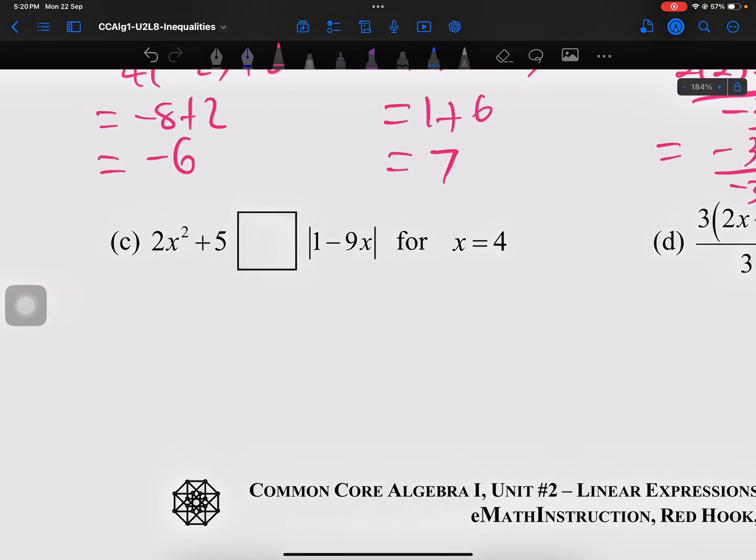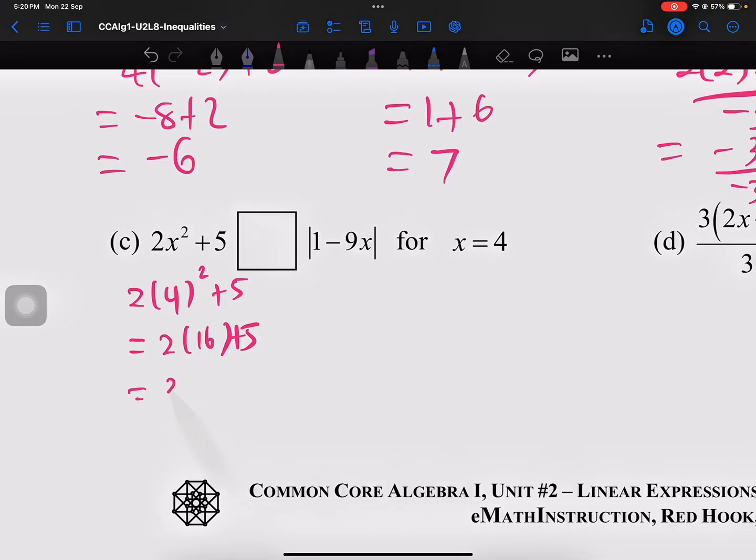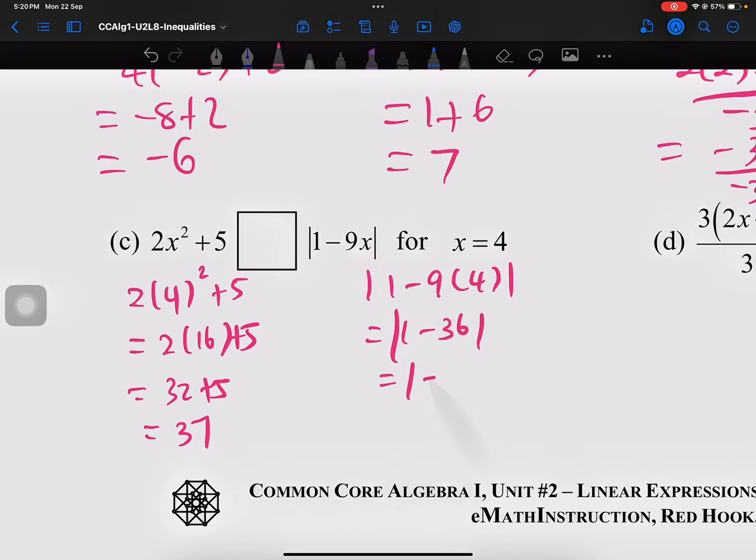And then for C, 2 times 4 squared plus 5. It is 2 times 16 plus 5. It is 32 plus 5. So we add it, it becomes 37. Absolute value of 1 minus 9 times 4, giving you 1 minus 36. It is negative 35, so the absolute value is always positive 35. So 37 and 35. 37 is larger than 35.